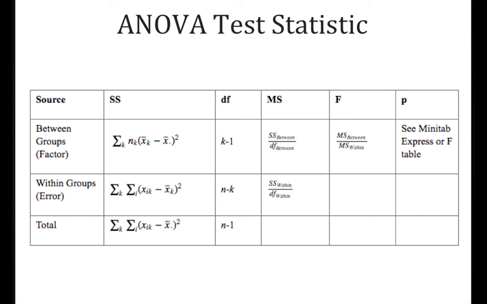Minitab Express will give you an ANOVA source table. We'll look at this more in the next video. While I don't want you to worry about computing all of the sums of squares, you should know how to compute the degrees of freedom. And if you're given the sums of squares and information needed to determine the degrees of freedom, you should be able to fill in the rest of this table.